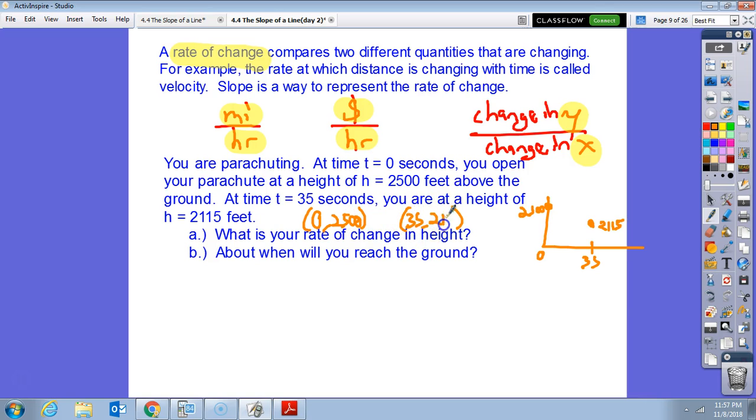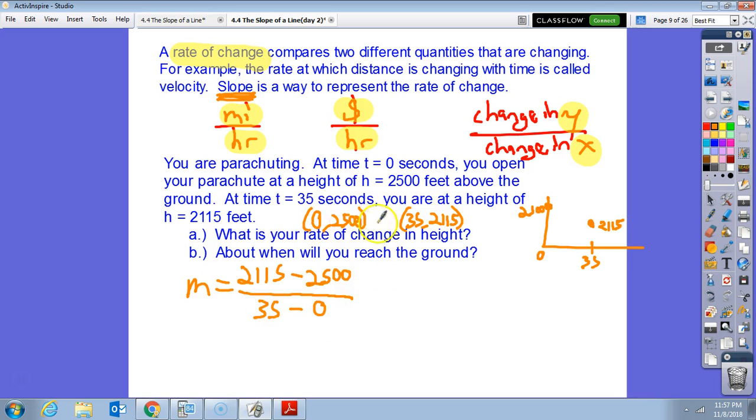35 seconds, 2,115. Now we want to find the rate of change in height. Rate of change is the same thing as the slope. So, I find my slope. Notice you're going to have the change in y's over the change in x, just like you normally do. But it's going to be the change in height. So you do 2,115 minus 2,500, over the change in x, like you normally do. But this time it's going to be the change in seconds.